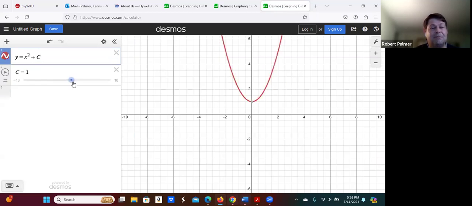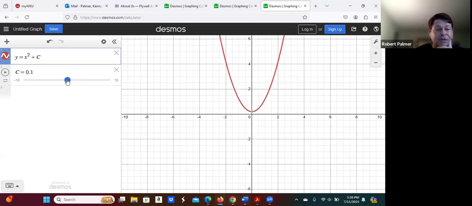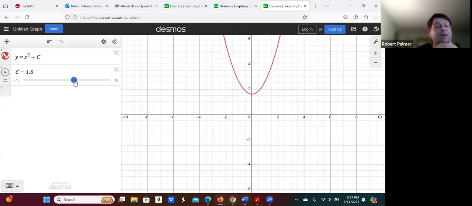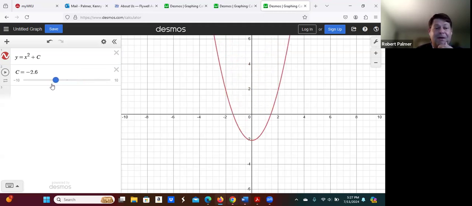What that means, think about graphing. This c is just going to take this graph and move it up and down. If c is 0, it's a regular parabola with a vertex at the origin. If c is a positive number, it's going to simply move it up, keeping the same shape. If it's negative, it moves it down, but it keeps exactly the same shape. Let's go back to 0 for c.